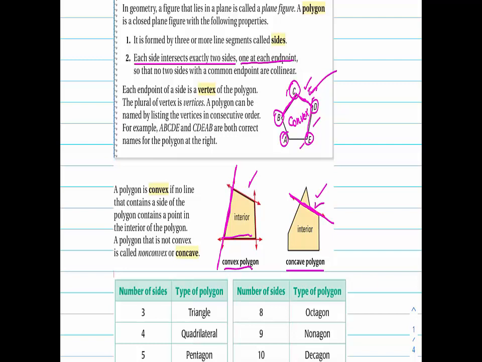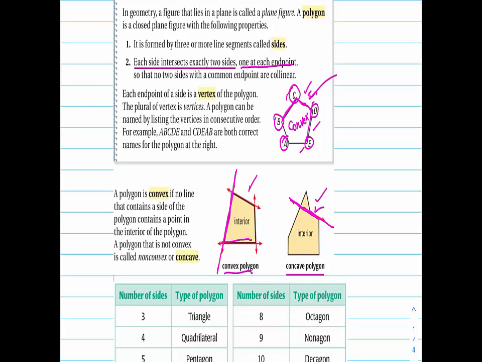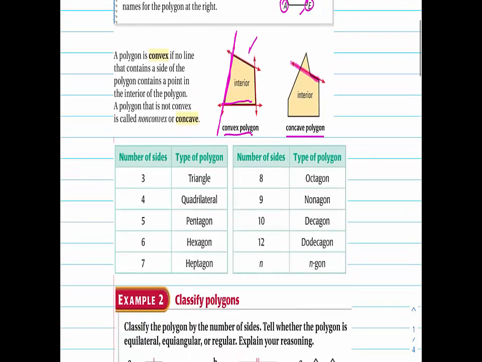In other words, one of the ways you can think of it is if you just walk along a side of a polygon, if you just keep walking, if you venture into the interior of the polygon and cross over to the other side, you know you've got a concave polygon. Okay? So just keep those straight. We have convex and concave.